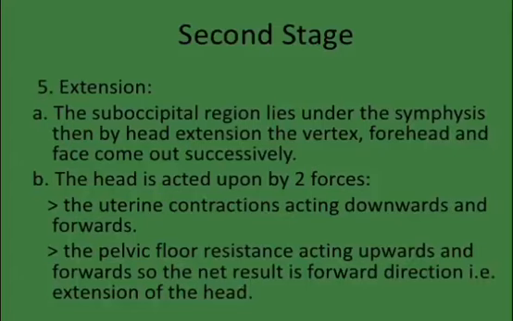And the extension. The suboccipital region lies under the symphysis. Then, by head extension, the vertex, forehead, and face come out successively. The head is acted upon by 2 forces: the uterine contraction acting downward and forward, and the pelvic floor resistance acting upward and forward. Downward, forward, upward, forward. So the net result is forward direction, that is the extension of the head.